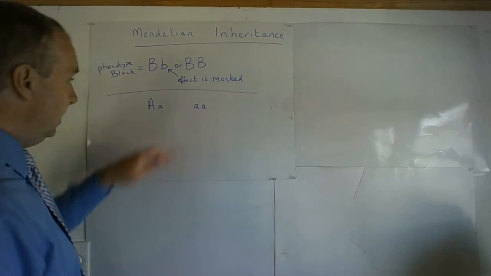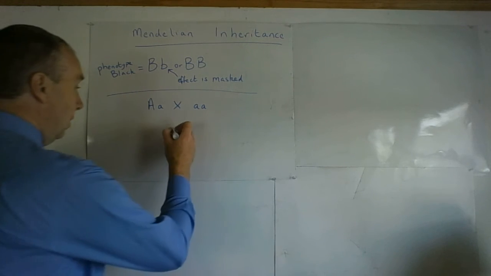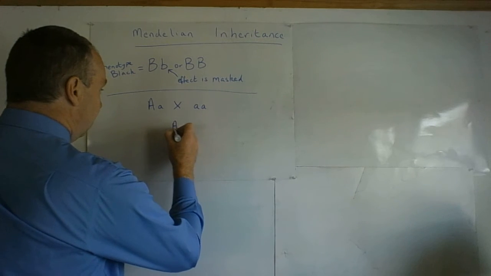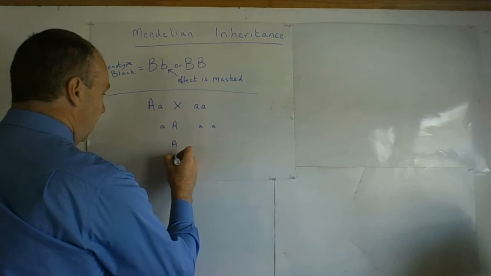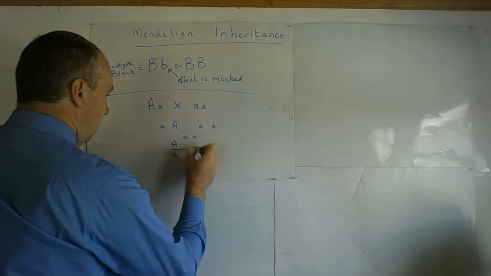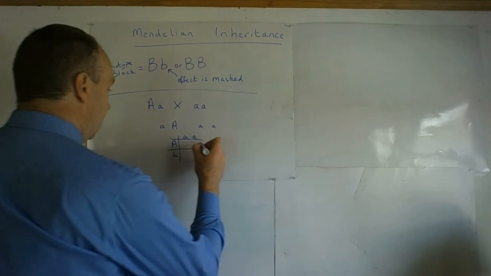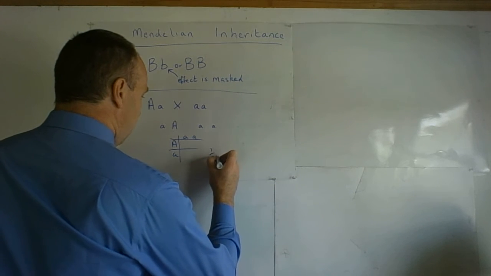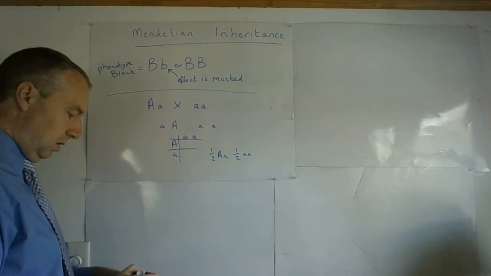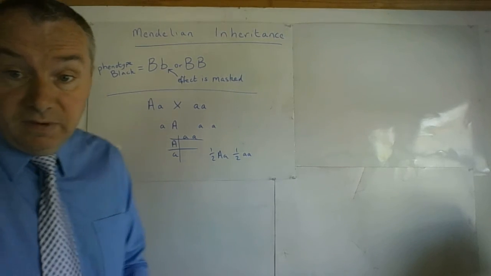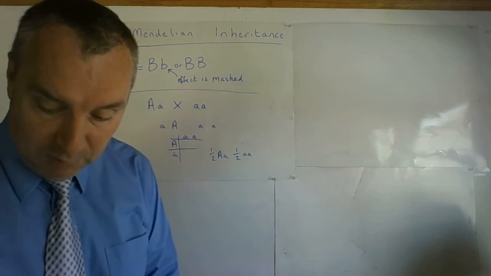So let's say these two mated. What would the offspring be like? Well, the possible gametes from this one are A and a, and possible gametes from this person are a and a, so we would get Aa. Basically what we end up with is 1/2 Aa, 1/2 aa, or a 1-to-1 ratio, or 50-50. That depends on whether you're asked the ratio, the percentage, or the proportions.